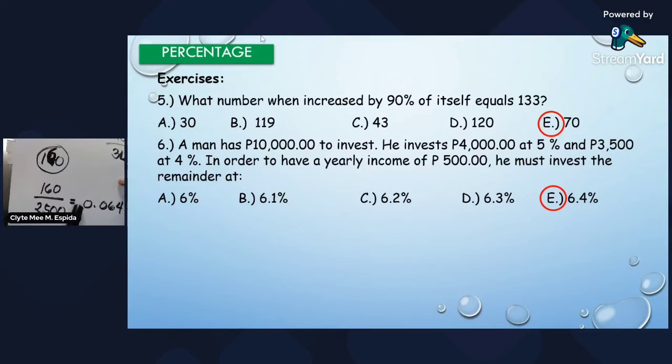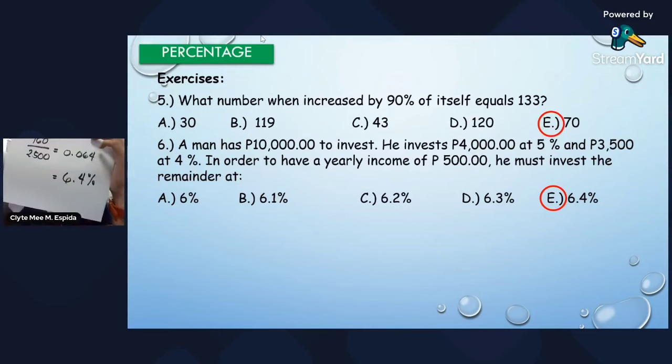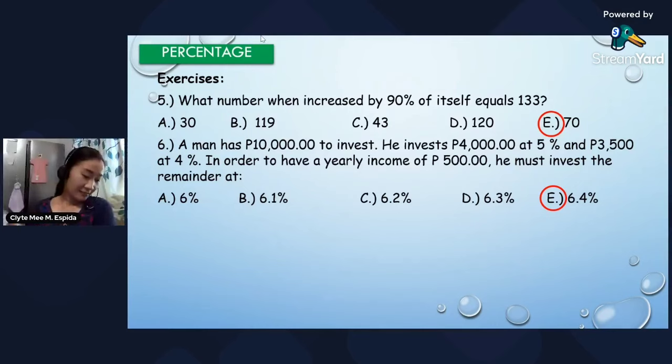Okay, 1, 2. So the answer would be 6.4%, and that is letter E. Okay, Sir Leonard, you have 200, 140 plus 160. So that is 6.4%. Okay, let's have number 7.